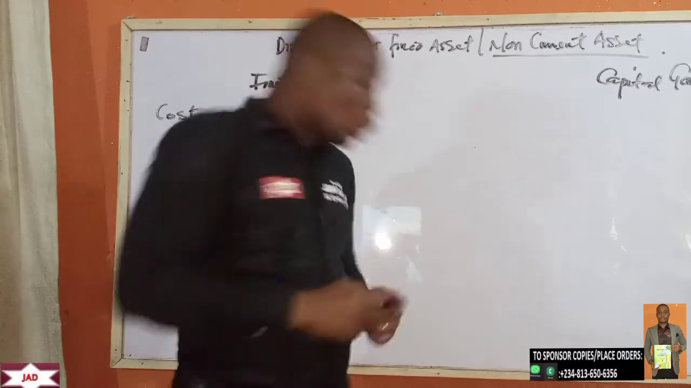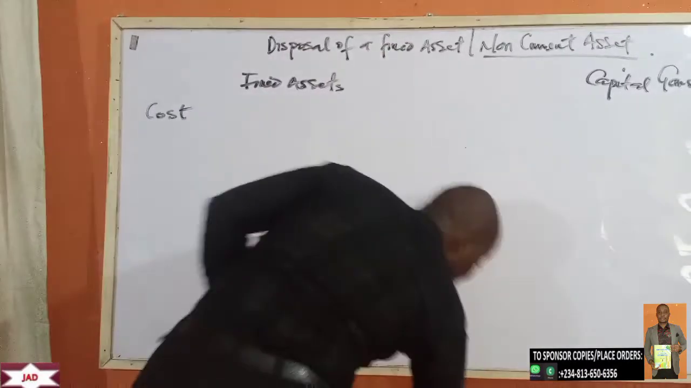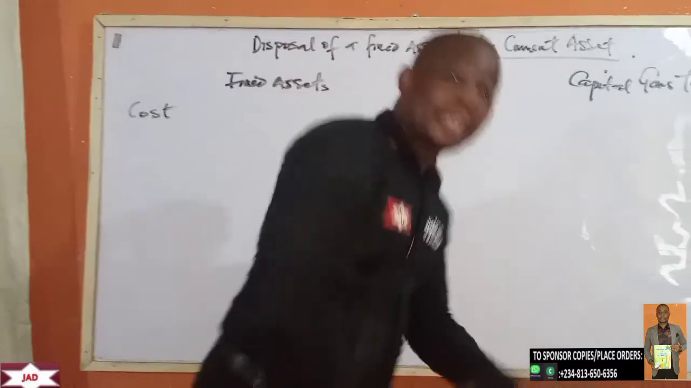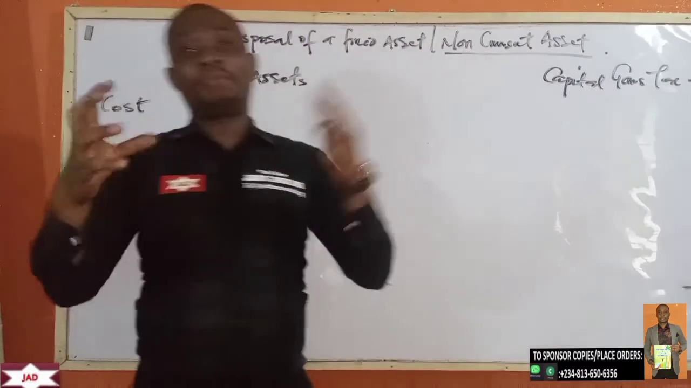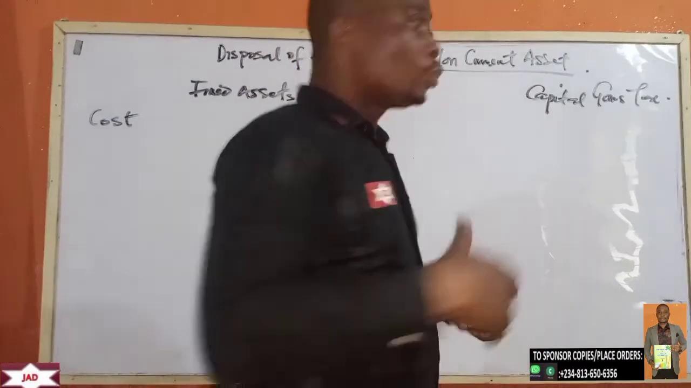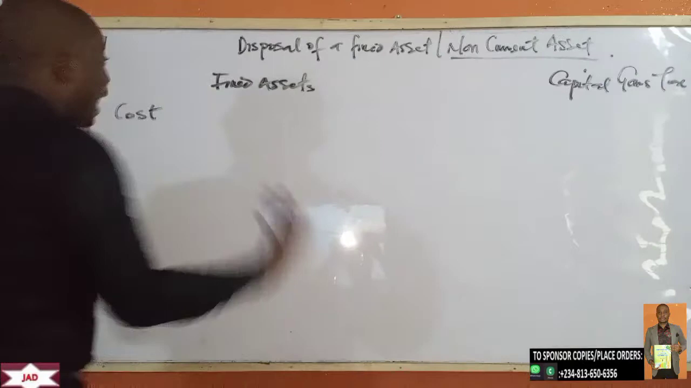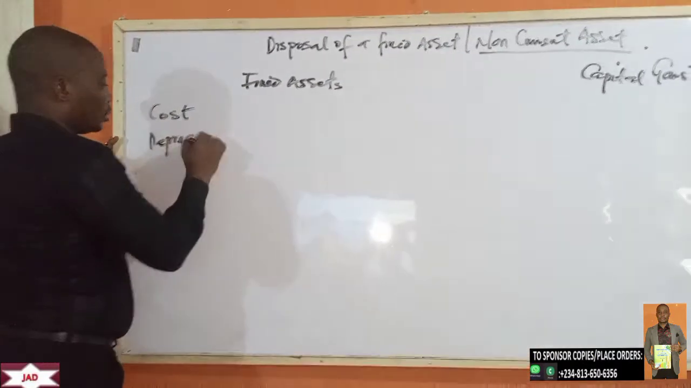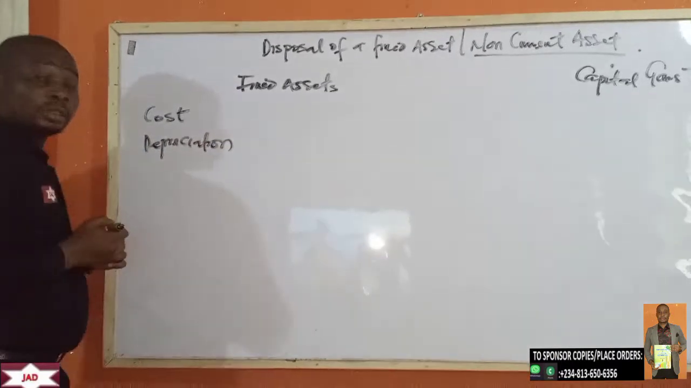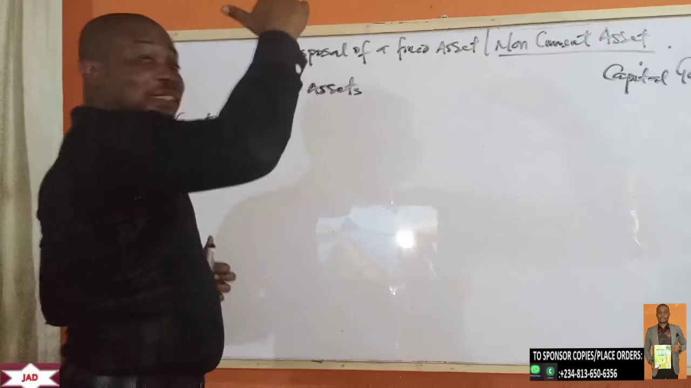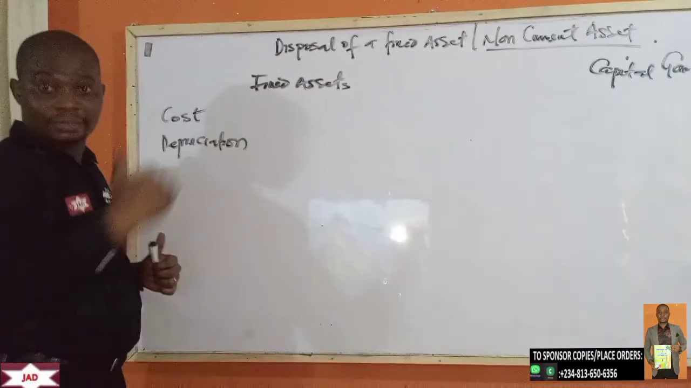Now, because you're going to be using the vehicle, as you use it, it is believed that the value will reduce. So we say the asset has depreciated. So we have what we call depreciation there. Depreciation will set in when the value of an asset reduces.